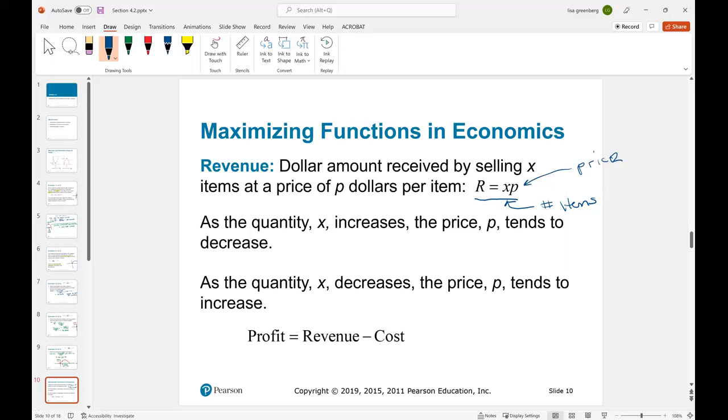So the more you make of something, the less you have to charge, because you're spreading that initial cost over more items. That's why as the quantity increases, the price tends to decrease. And conversely, as the quantity decreases, the price tends to increase. I think we've seen that all with inflation. We kind of know that that's true, right?